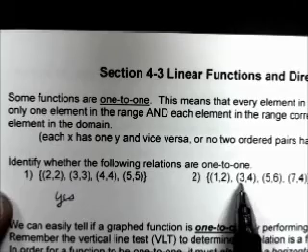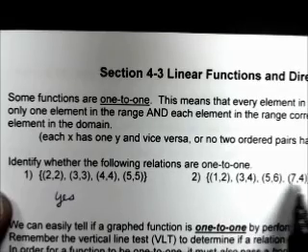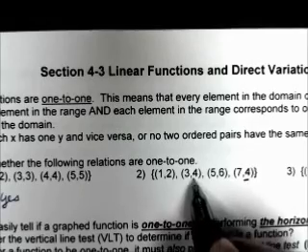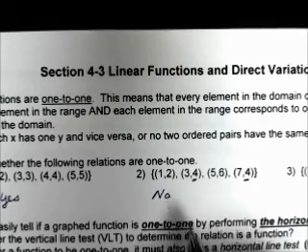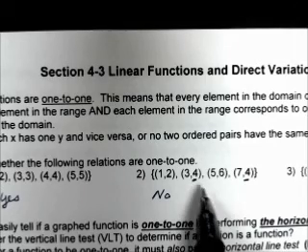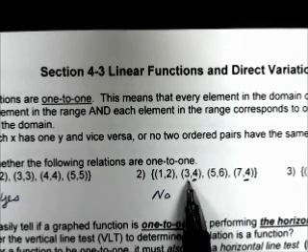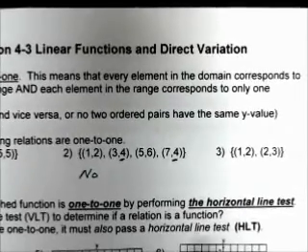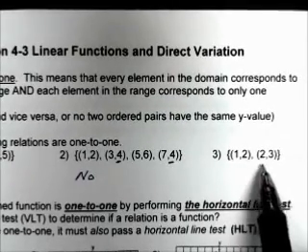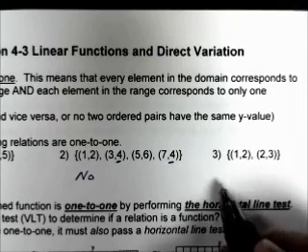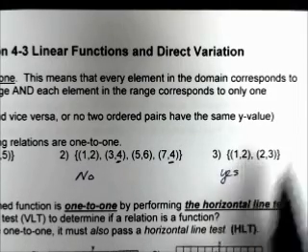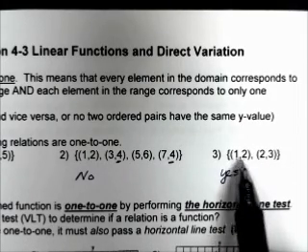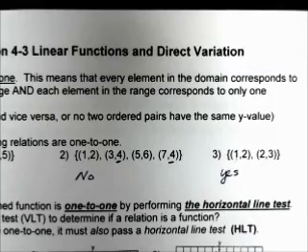(1, 2), (3, 4), (5, 6), (7, 4). Oops. No. A y of 4 has two x's, right? 3 and 7. Next, (1, 2), (2, 3). Yes. Each y has only one x, each x only one y.